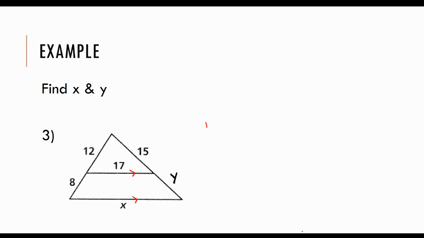So I'm going to set it up as 12 over 8, because that's one side being split, equals 15 over Y. Okay, you could simplify the 12 and the 8, or you could just cross multiply. This time I'm just going to cross multiply. So 12 times y is going to equal 8 times 15, which is 120. And then I would just divide both sides by 12. And it looks like we get 10 for y.